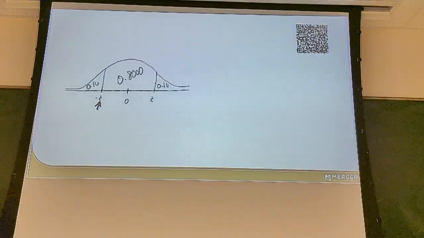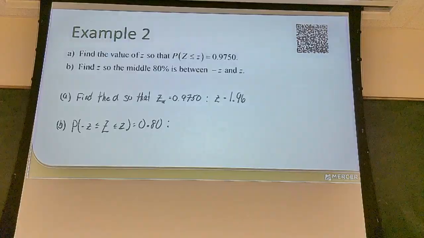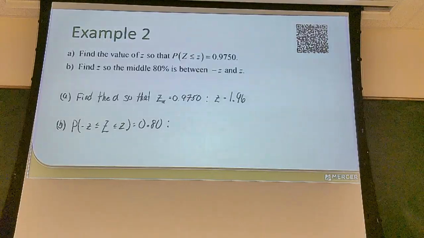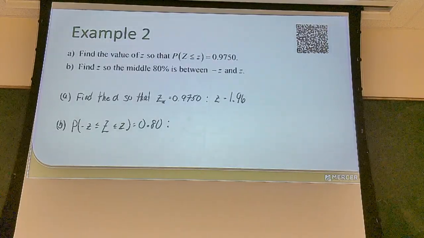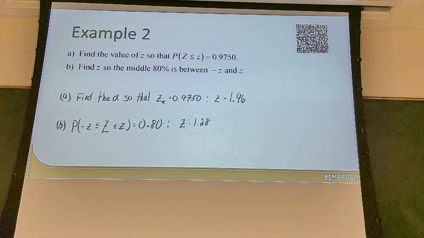But that's not what I want. I don't want the negative, right? We want z so that it's between negative z and positive z. Z is 1.28.